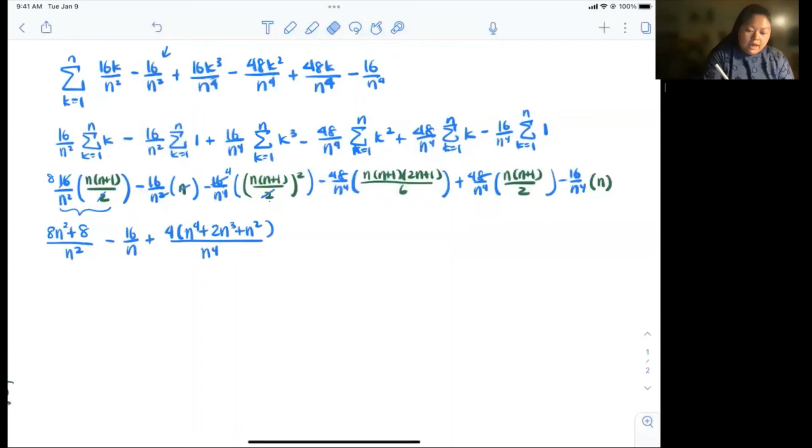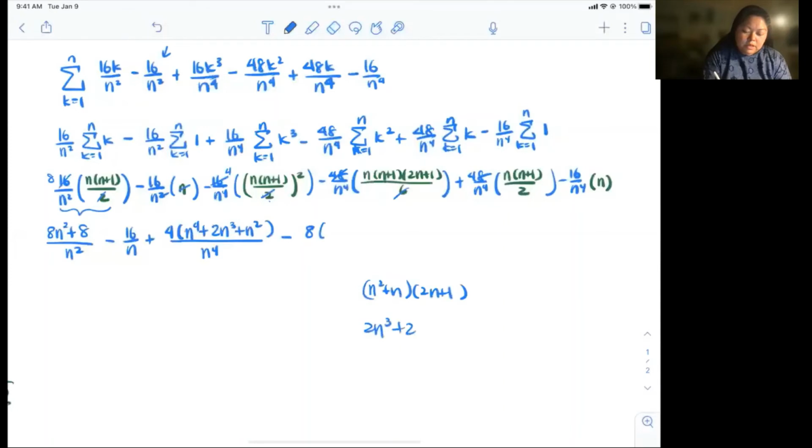And then you have the next one, 6 goes into 48 8 times, and multiply all this out. n times n plus 1 times 2n plus 1. If you distribute the first one, you get n squared plus n times 2n plus 1. That gives me 2n cubed plus 2n squared plus n squared plus n.